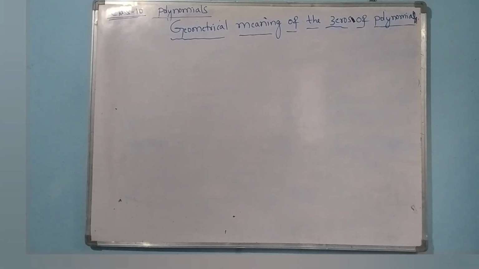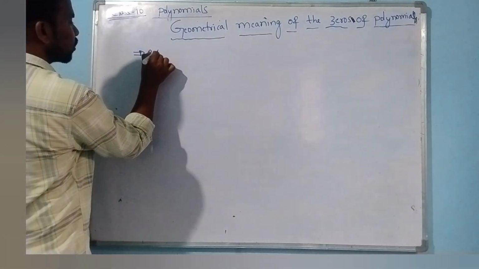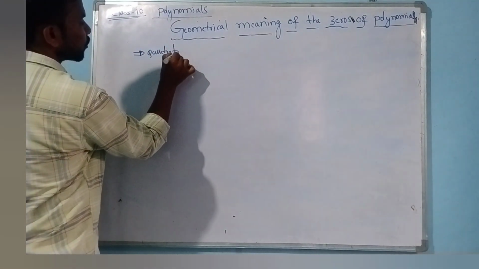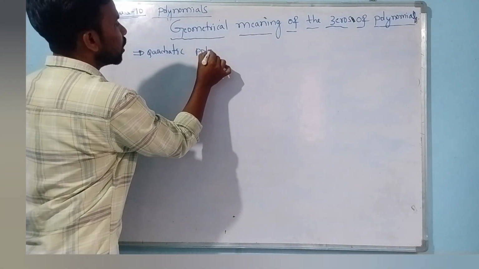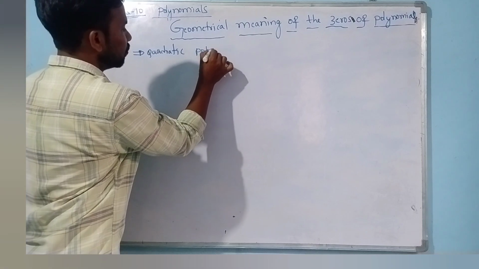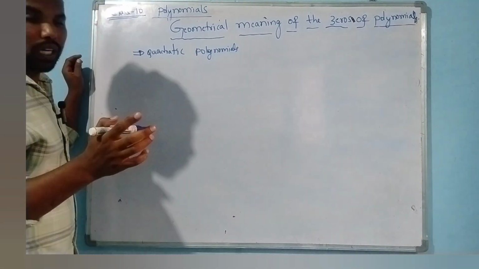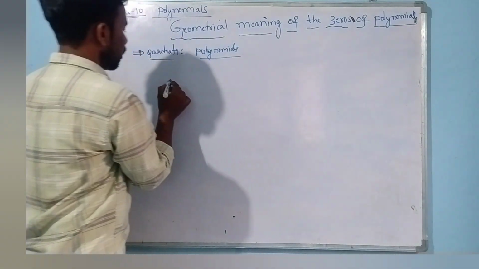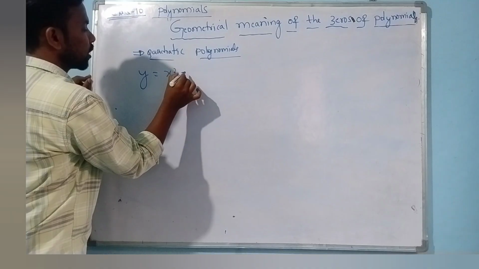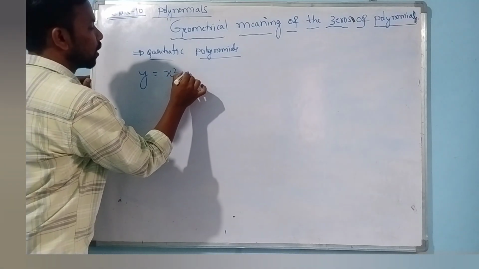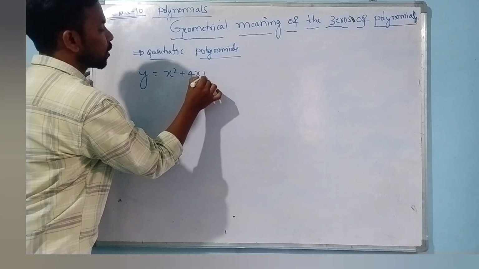Now we'll see the quadratic polynomial. What does quadratic polynomial mean? The highest power, the highest degree, the degree of the polynomial is 2, means quadratic polynomial. Let us take y is equal to x square plus 6x plus 8.